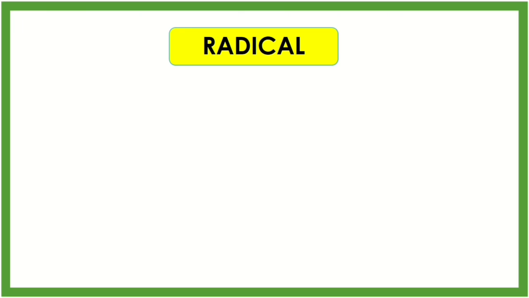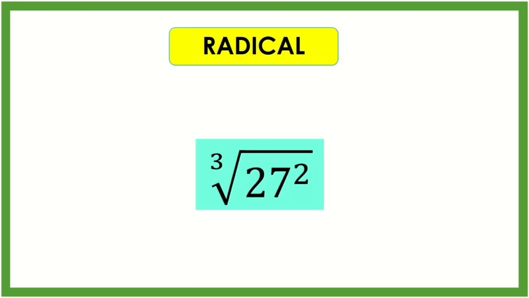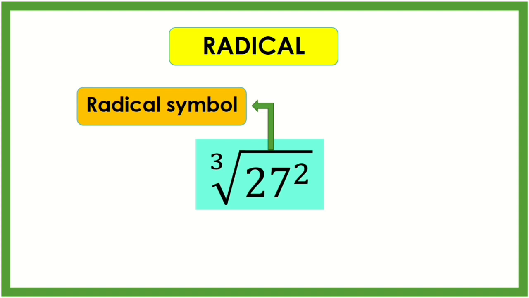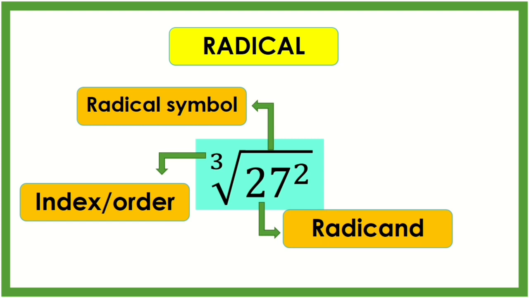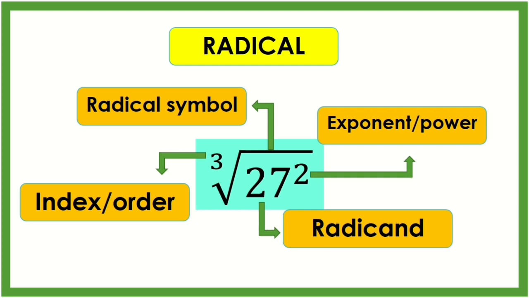Let us have example of a radical expression. We have here the cube root of 27 squared. So, this is our radical symbol. Yung 3, yung maliit na 3, that is our index or order. 27 squared is our radicand. And then yung 2 na maliit, that is our exponent or power.